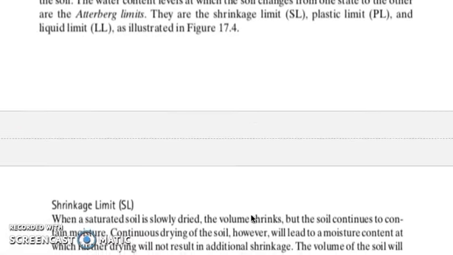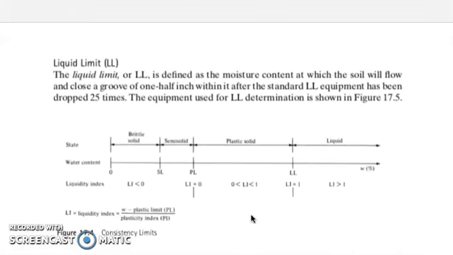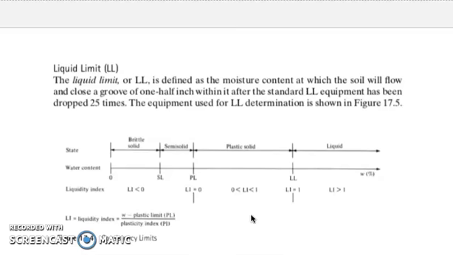So if we try to illustrate this one, this is the illustration for our consistency limit. We have here the water content, then we have the state, and we have the liquidity index. For the water content, it started from 0. As we try to increase our water content, if you observe, it will be in the form of liquid. So the soil will behave as liquid.